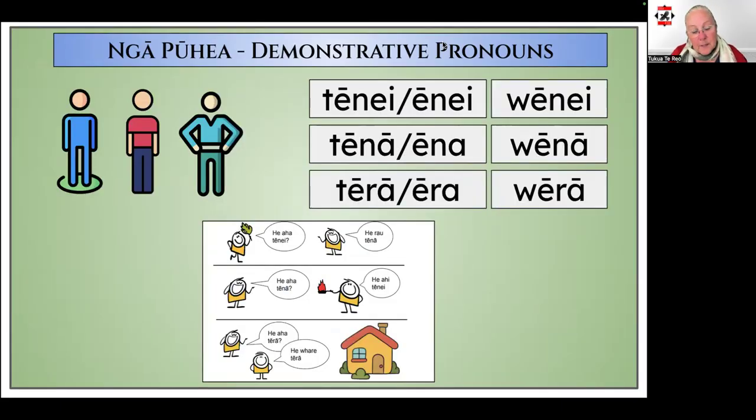So ko tāku paku whakamārama o ngā Pūhea tēnā. My brief overview of demonstrative pronouns. This, that, these and those.